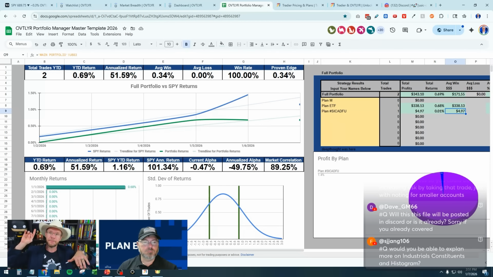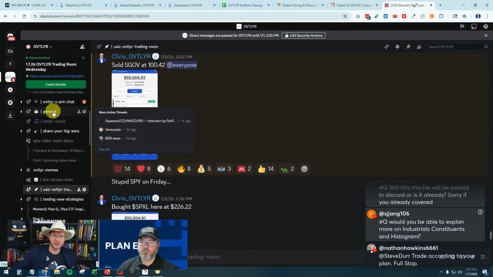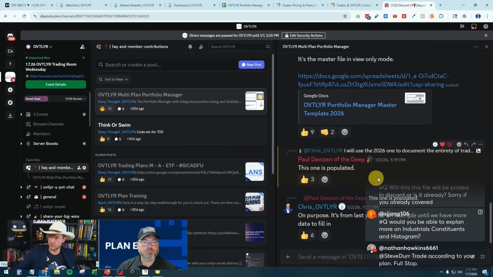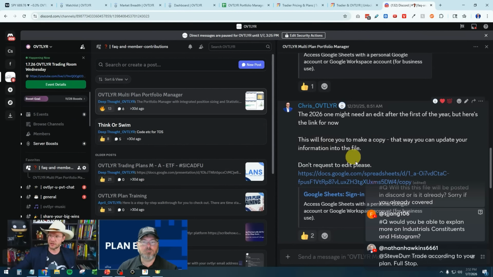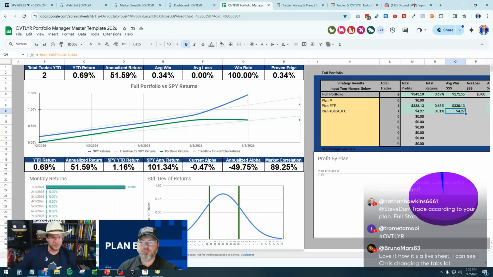Additionally, you can make a copy and then use this as your own template in the Discord. Go over to FAQ and member contributions, go to multi-plan portfolio manager, and you can click this one right here. This link will allow you to follow along. This is a view only. This one here will force you to make a copy. When you make a copy, it's going to be identical to this. But the view only copy, the one that I'm actually using, is the one that will be available on every video forever, no matter what.